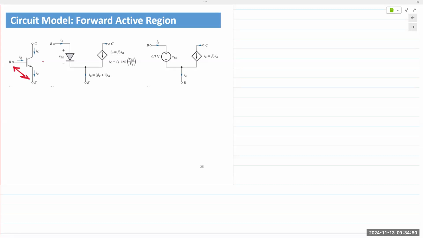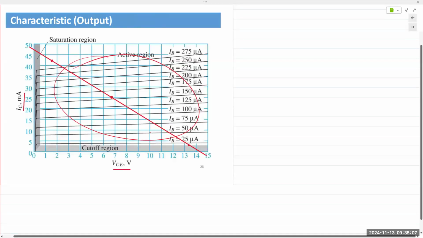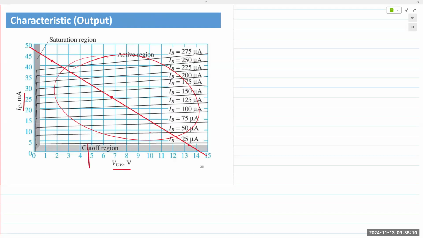In the forward active region, the base emitter junction is forward bias. So it behaves like a forward bias PN junction with a voltage drop of VBE across it. On the output side, we have constant current flowing from the collector to the emitter terminals. If you look at these characteristics, the values for the current in the active region are almost a flat line. It's almost constant, and when current is constant, it's a current source. When the output current is constant, you can model it as a current source.